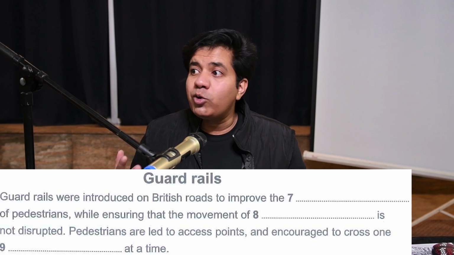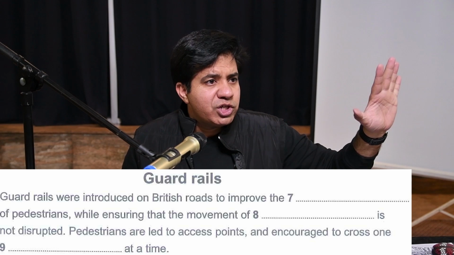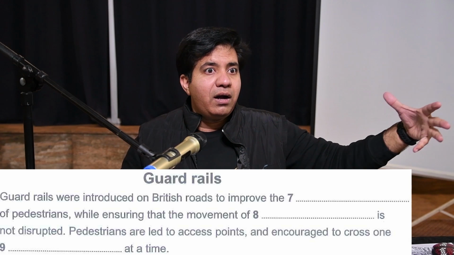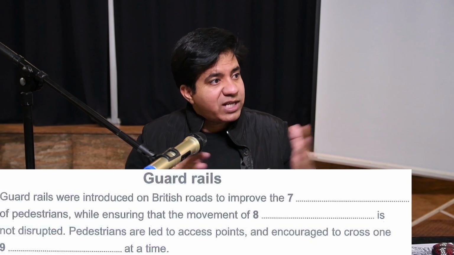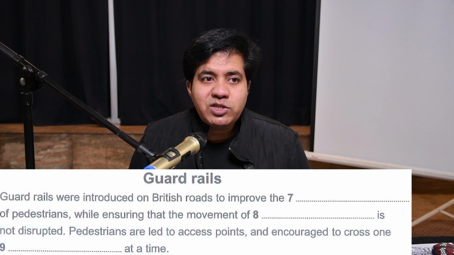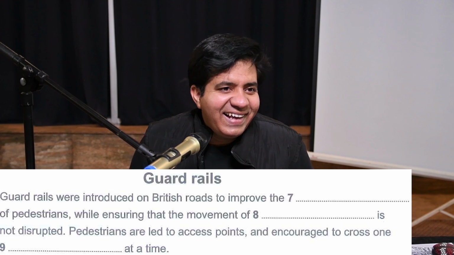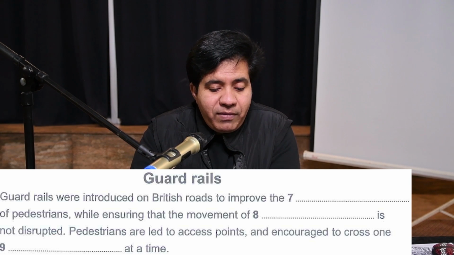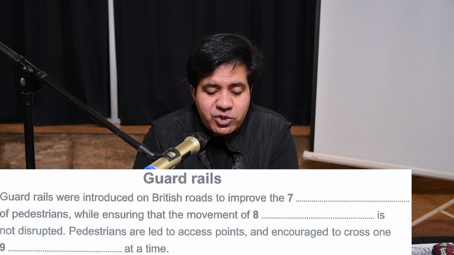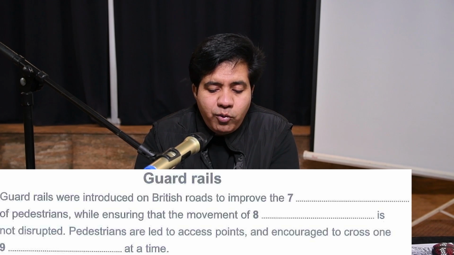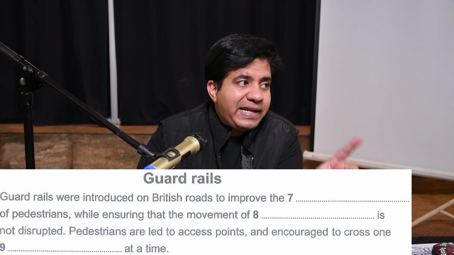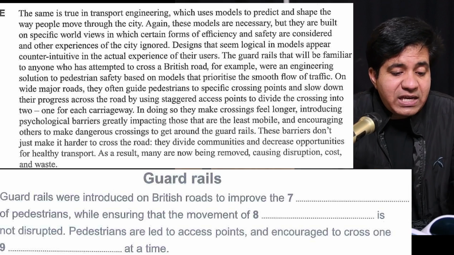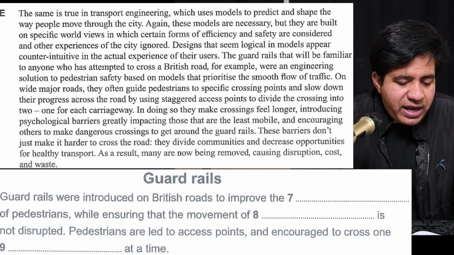Now you are familiar. I told you, when you do the first 4 or 5 questions, even if it takes more time, don't panic that, oh my God, it's taken a lot of time and what will I do? For the next questions, now you are familiar. Now the passage is your friend, so you can do it. Now just a second, let's read the question. Guardrails were introduced on British roads to improve the dash. Now don't tell me the answer unless I ask you. Go to the passage, it's paragraph E, where they are talking about guardrails.